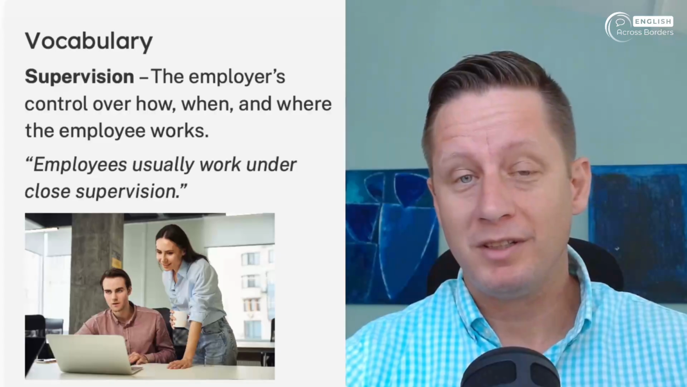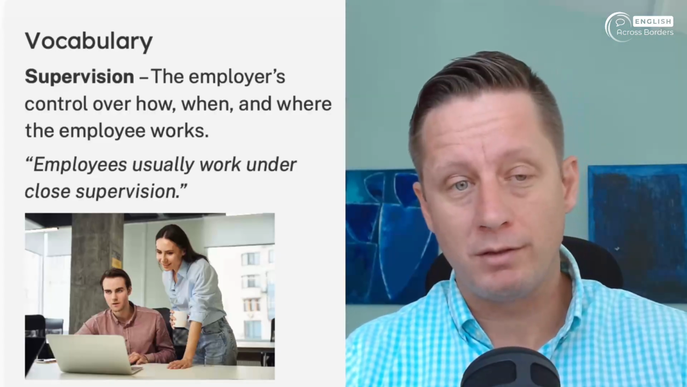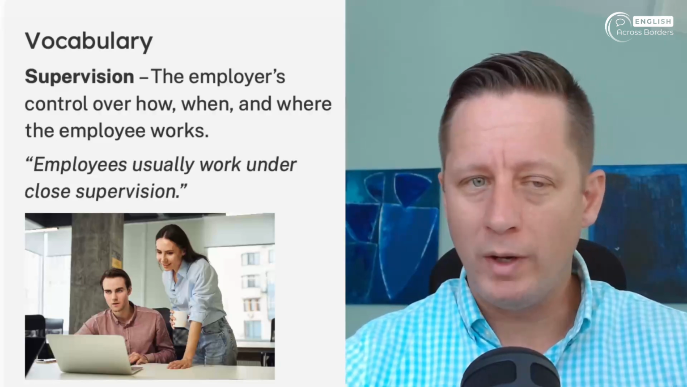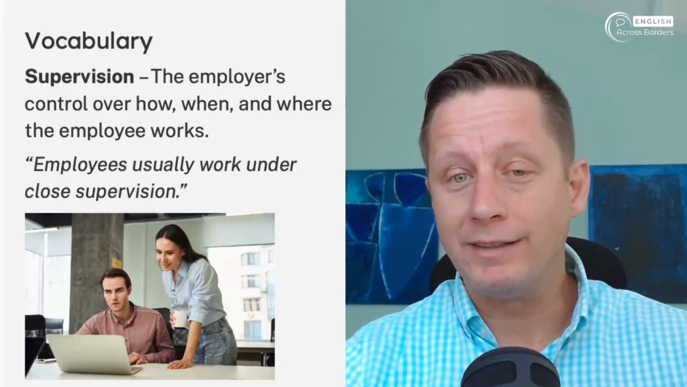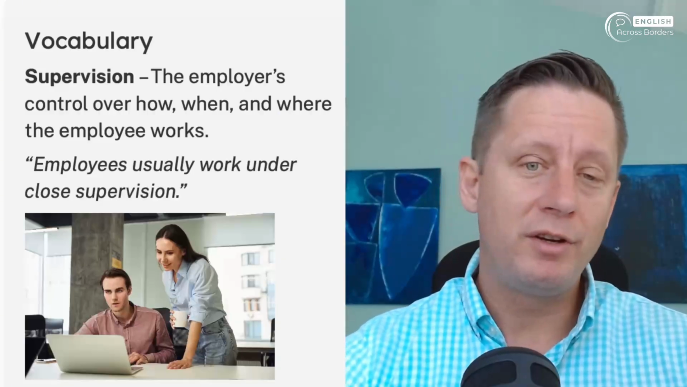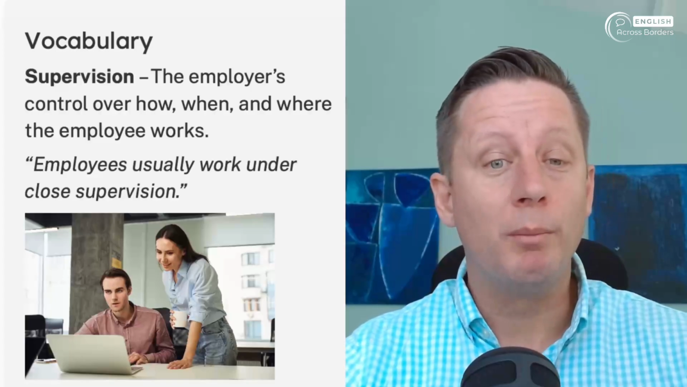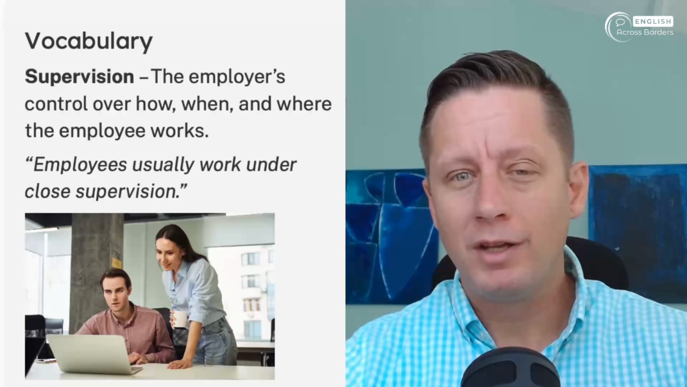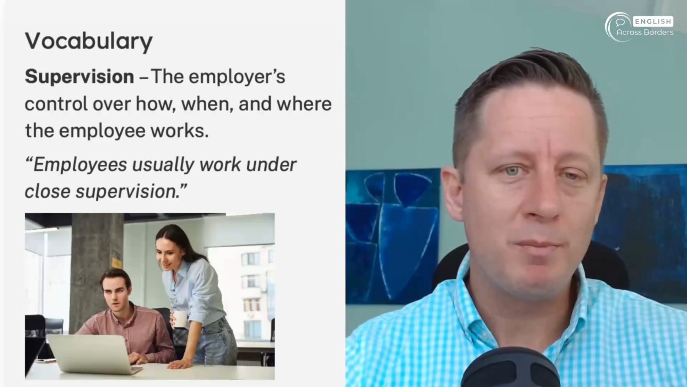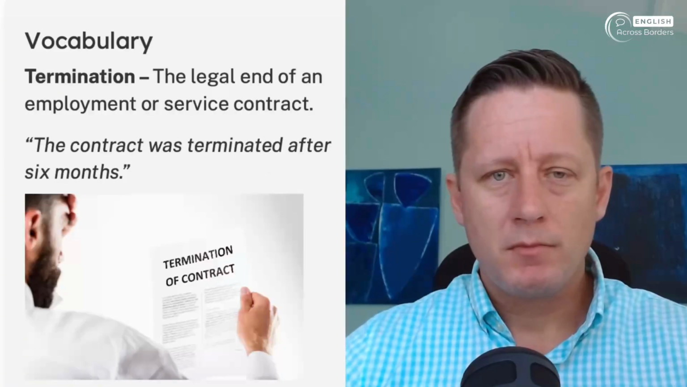For example, employees usually work under close supervision. Let's look at a story. A restaurant hires waiters. The manager decides shifts, uniforms, and behavior rules. The lawyer explains this is supervision. If the worker must follow daily orders, they are likely an employee. Supervision is one of the main tests courts use to classify workers.